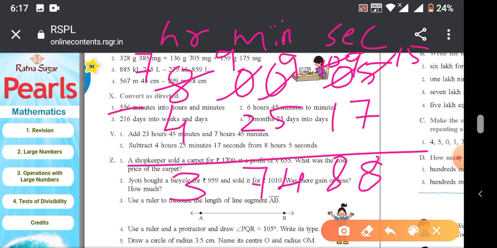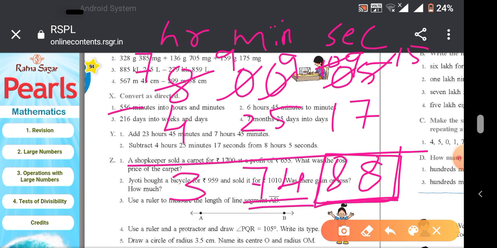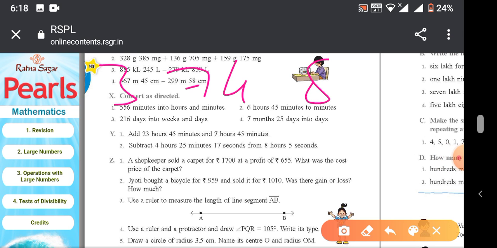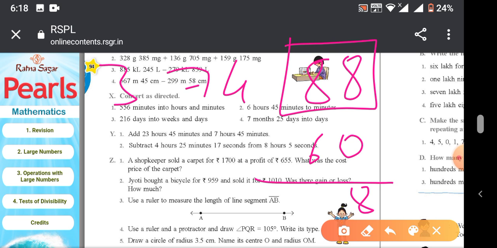Here, we know that 1 hour is equal to 60 minutes and 1 minute is equal to 60 seconds. So we have to subtract 60 from this 88 and 60 from this 74. Okay, then we get 60 from these seconds, minus 60. Okay, 28 seconds. So here this is 1 minute. We have to add this 1 minute to here. So first, before that, we have to subtract 60 here also.